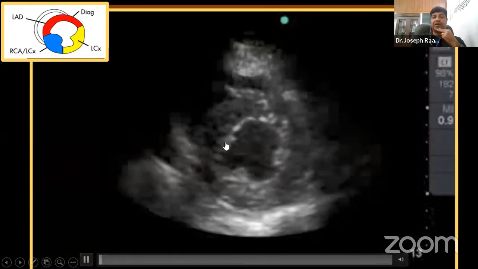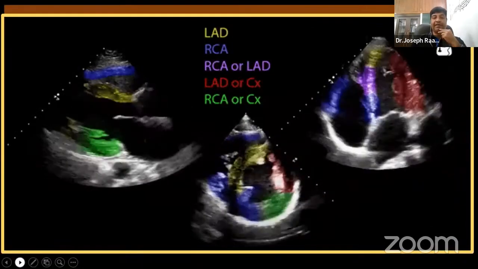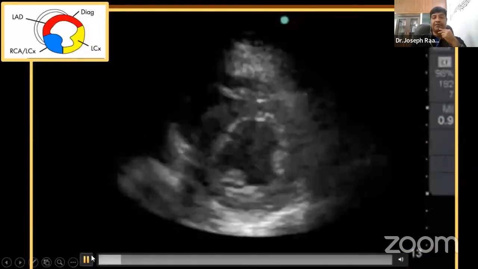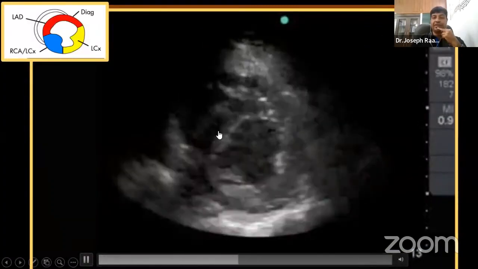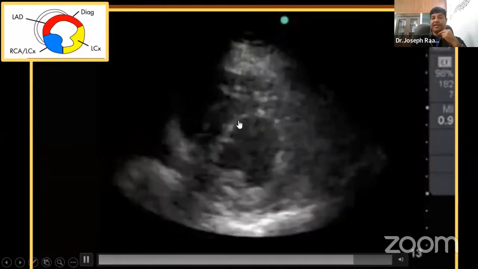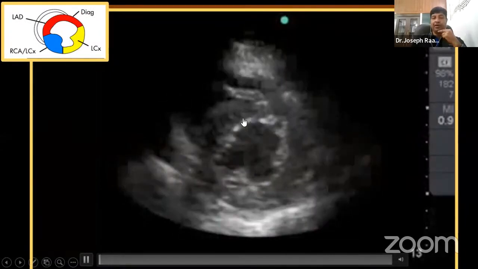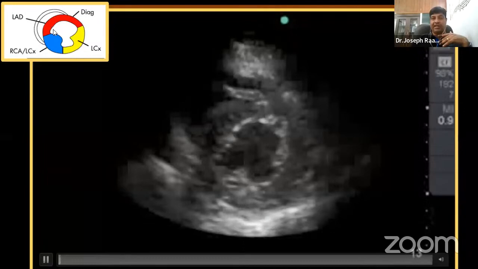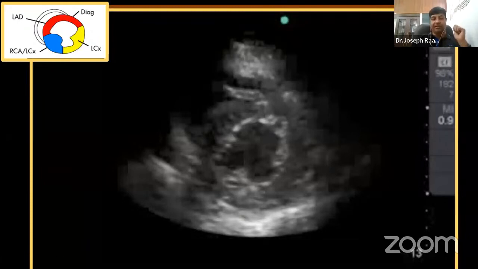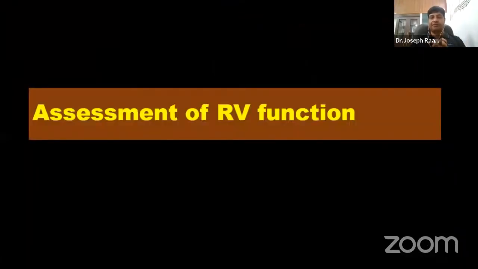this area is not properly, just go back, I'll go back and I'll come to this slide again. So can you notice the improper movements of this particular segment? If you see an image or a clip like this, then it tells you that this segment, especially this segment. So once you know the territory supplied by this particular vessel, this particular wall segment, then we know which particular artery is occluded or the supply is not adequate. Okay.